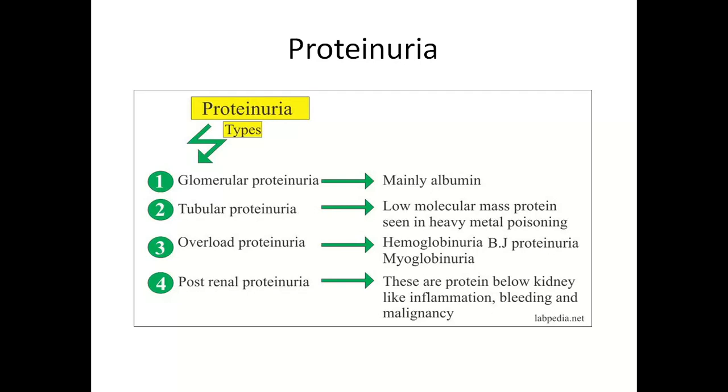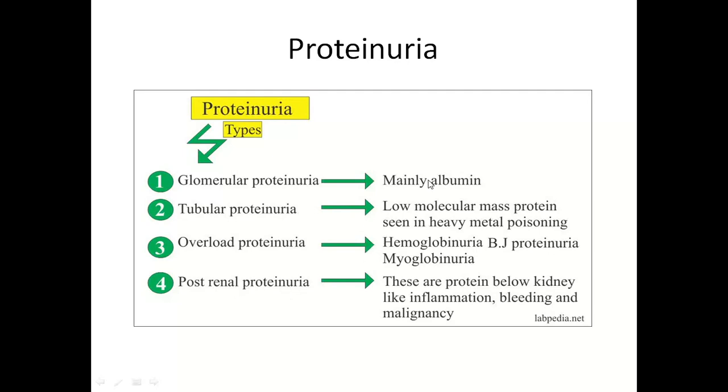It is not necessary that the protein present in the urine is only from the glomeruli. It can be from the tubular cells. It can be present post-renal, meaning in the urinary tract, from the ureter or urethral cells. Okay. So proteinuria may be glomerular proteinuria, tubular proteinuria, sometimes overload proteinuria, and last, post-renal proteinuria.